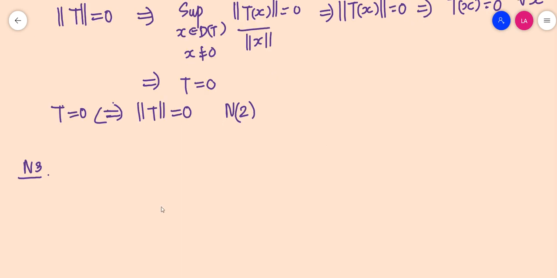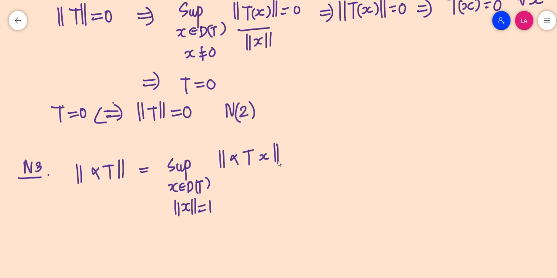Now moving on to N3, which is the norm of alpha T, which should be written as modulus of alpha into norm T. So, by definition, it is the supremum over x in D(T), norm x equal to 1, of norm of alpha T x. By definition, this is the supremum over x in D(T), norm x equal to 1, of norm of alpha into T x.